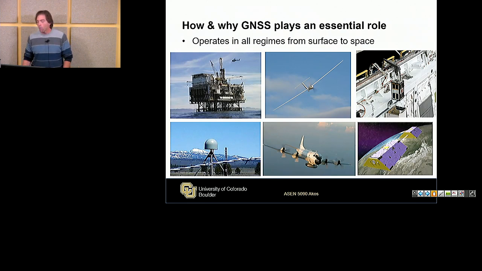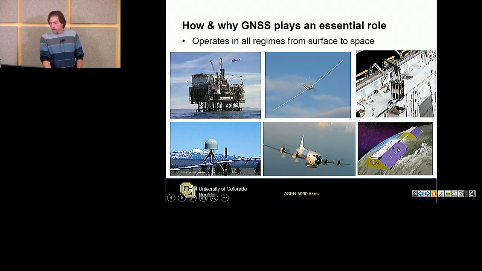How and why? It operates in all regimes from surface to space. These are just a couple of different applications. Again, I'm blurring space and some remote sensing. This is an altimeter, basically using GPS with a laser altimeter looking at sea level surface height. This is a UAV looking at weather conditions, flying with GPS. This is a C-130 that NOAA operates.